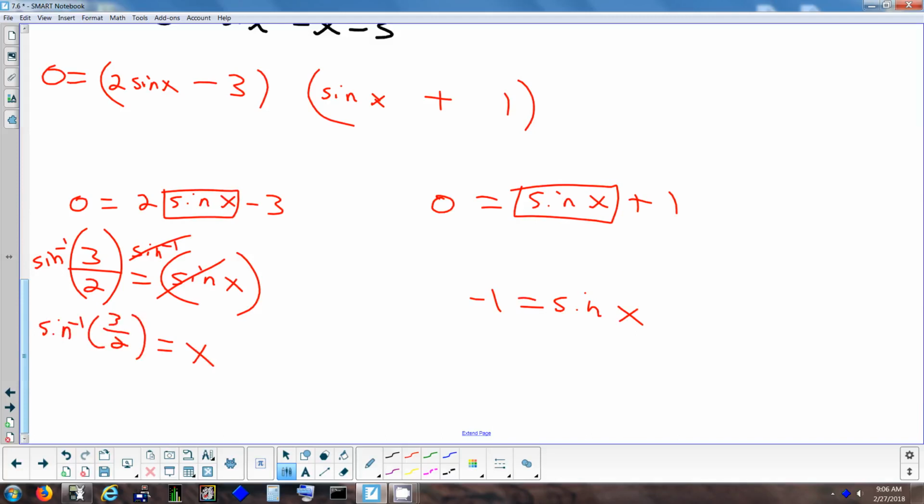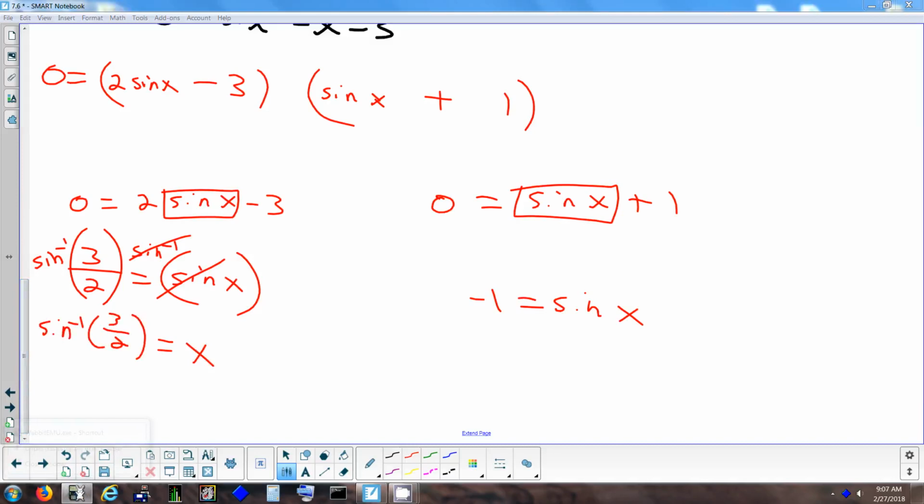Now, if you're clever, you should recognize something quick. I'm going to remind you, when you graph sine, what's the highest and the lowest that it goes? 1 and negative 1. What's 3 divided by 2? 1.5. Sine doesn't hit 1.5. If you're asking where does the graph hit 1.5, it never does. So I can already tell quickly by looking at that, and that's good because I don't have a calculator, that there's no solution. Okay? There's no solution to this part.